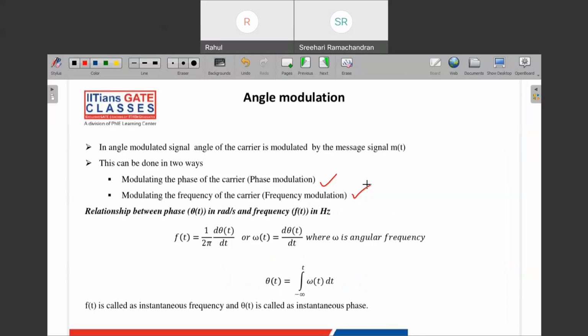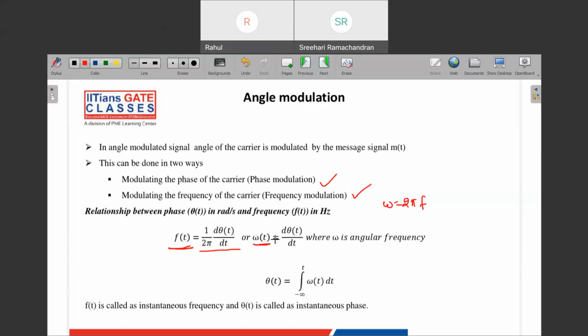I will just quickly go through what is the difference between the phase and the frequency. The frequency is given as the derivative of the phase, or you can say that phase is the integration of the frequency. Frequency has two ways to represent it. First is radian per second, which is omega, and second is hertz, which is f. There is a relationship between f and omega: omega is equal to 2 pi f. That's why when you write omega t equal to d theta by dt, you don't see any 1 by 2 pi here.